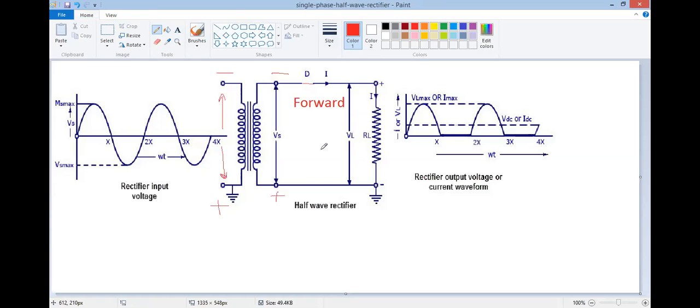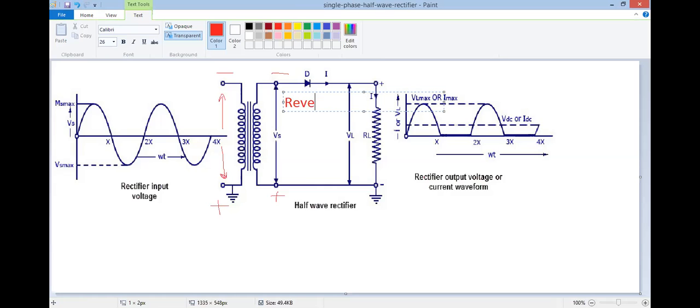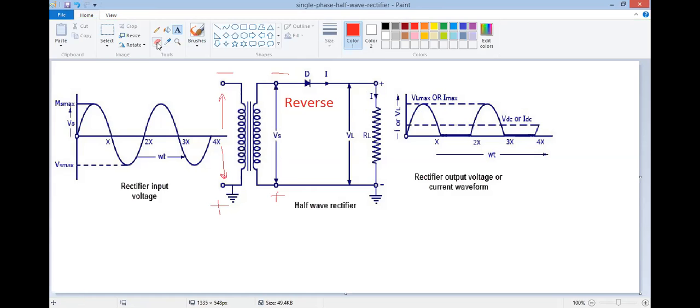draw a line like this. In case of forward bias means your diode is on, correct? And in case of reverse bias, you have to draw another circuit. You have to draw another circuit where the diode will be in off condition, so current is not going, hence the value of current is 0 here, like this. Getting it? So 3 circuits will be there.